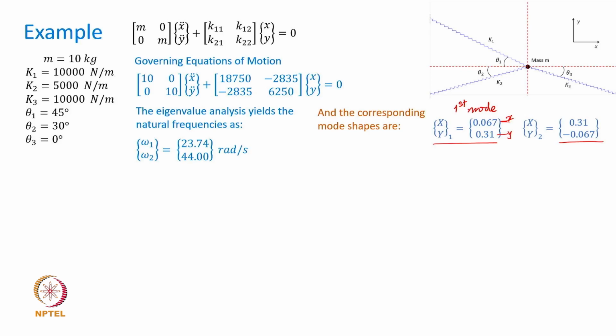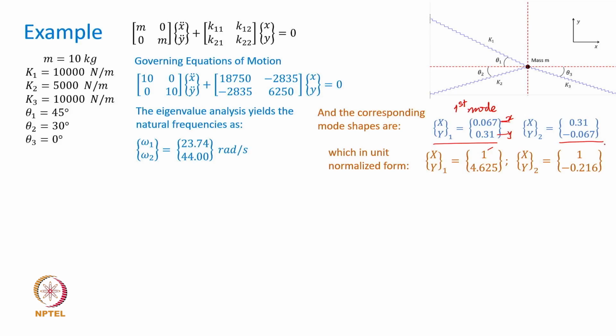In fact, for convenience, it is quite usual and standard practice to convert these mode shapes into unit normalized form, in the sense that we set the first displacement parameter x to be unit value, and with respect to that, what is y. So typically if x displaces by 1 unit, the y amplitude will be 4.625 when it vibrates at the first natural frequency.